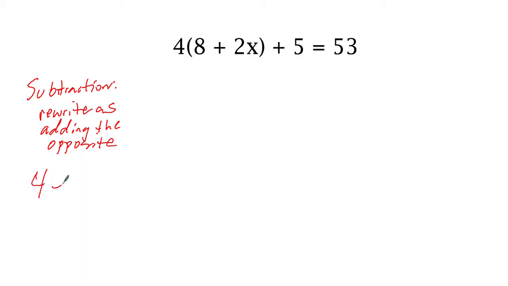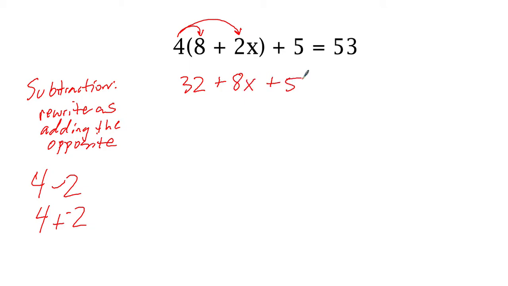So if we have 4 minus 2, that would be the same as adding the opposite of 2, which is a negative 2. In this case, all positive coefficients and addition, so we don't need to worry about that. So first step we're going to do is the distributive property. So 4 times 8 is going to give us a 32, plus 4 times 2x. 4 times 2 will make 8, so that'll make an 8x. And then still plus 5 equal to 53.